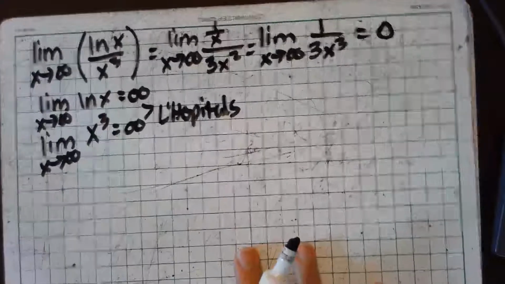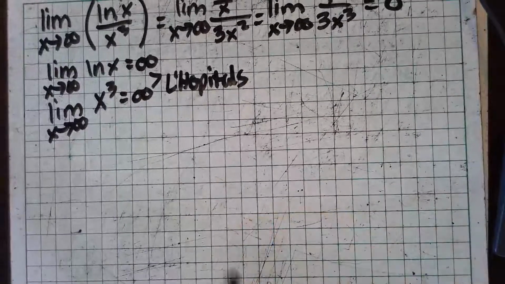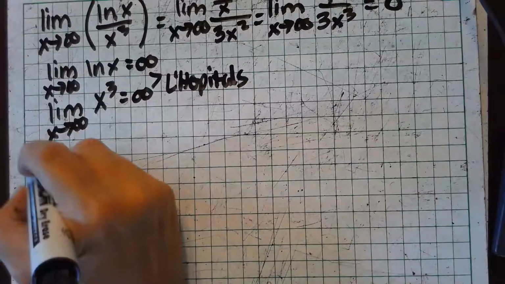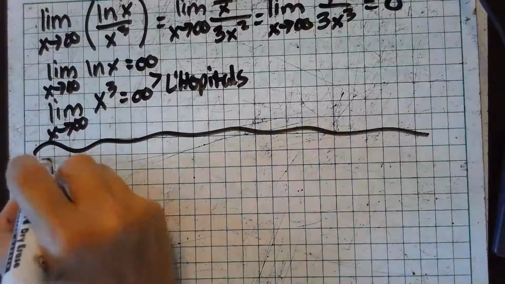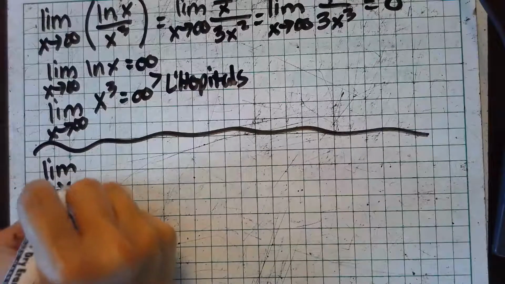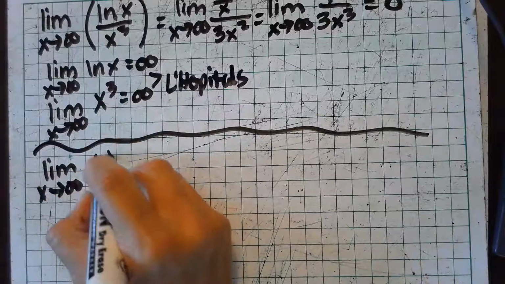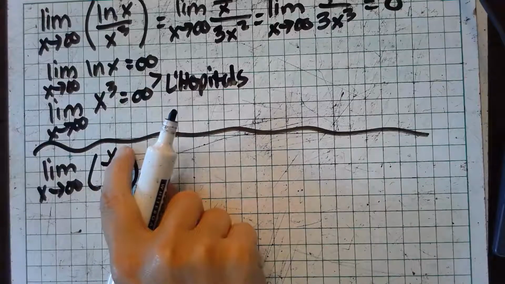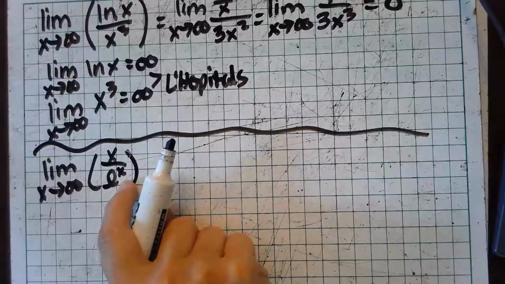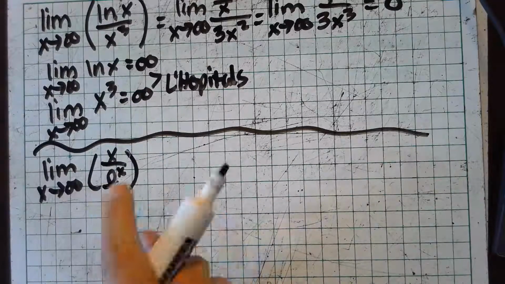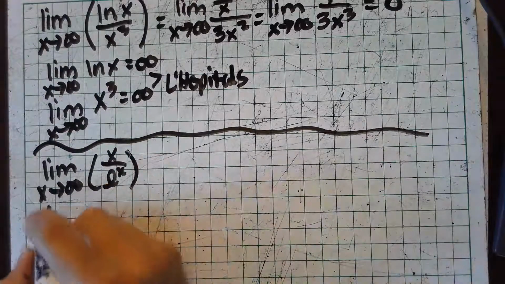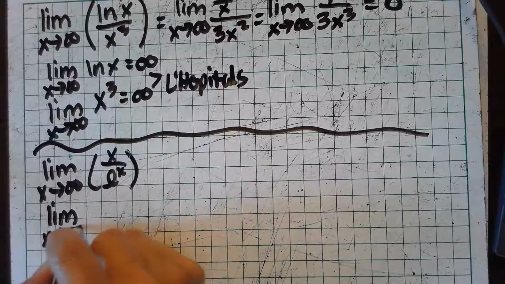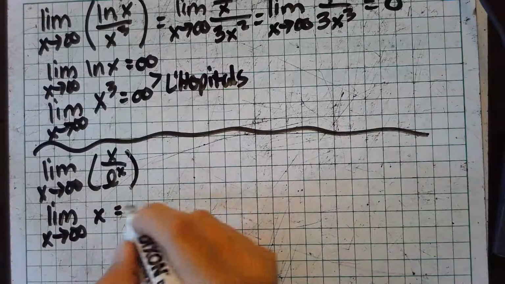All right, let's go do a different one. The limit as x goes to infinity of x over e to the x. Here the numerator goes off to infinity and the denominator goes off to infinity. And this is exponential, remember that. You got to write it down.